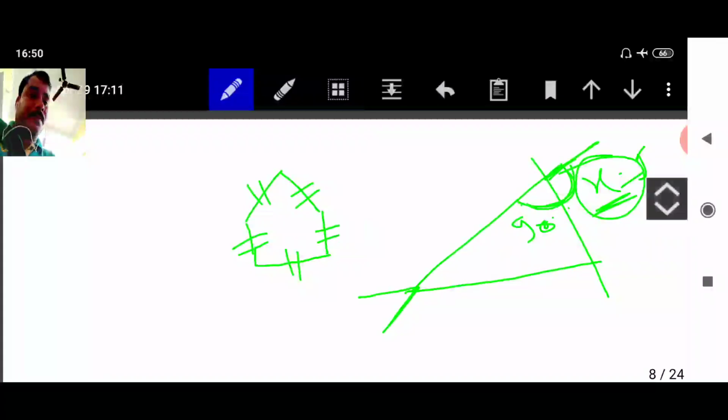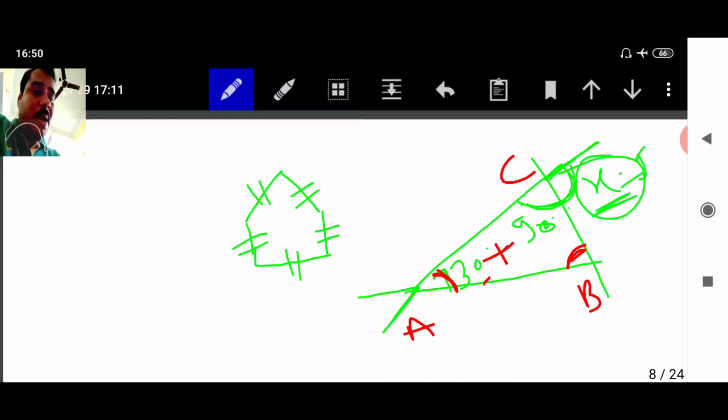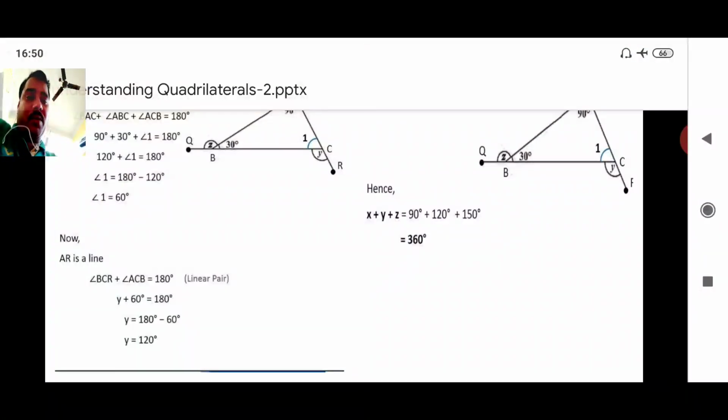Here it is 90, it is 30. So what is the value of this? Because ABC is a triangle, and 90 plus 30 equal to 120, and the sum of angles of a triangle must be 180. So 180 minus 120, it is 60 degrees. Okay, the angle 1 equal to 60 degrees.